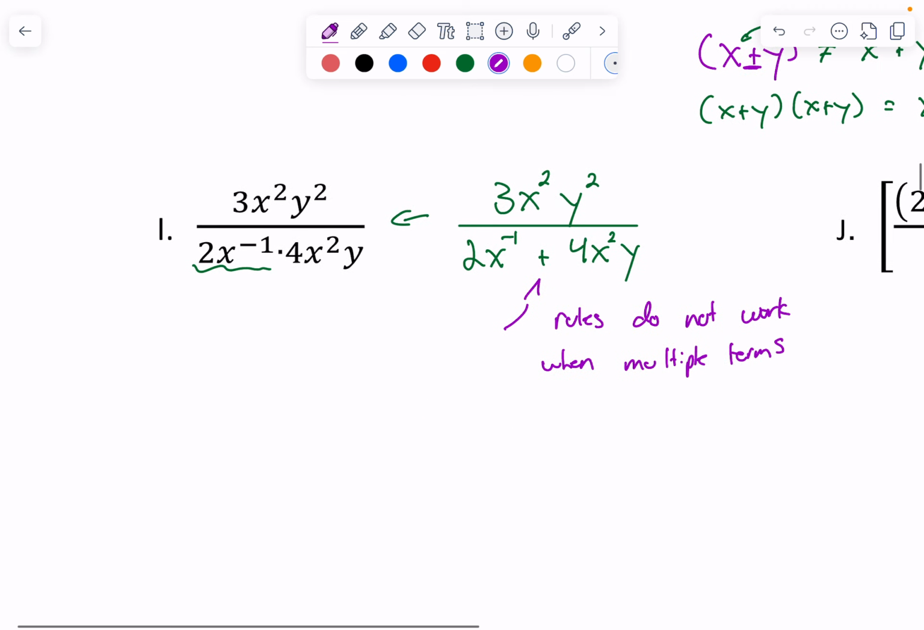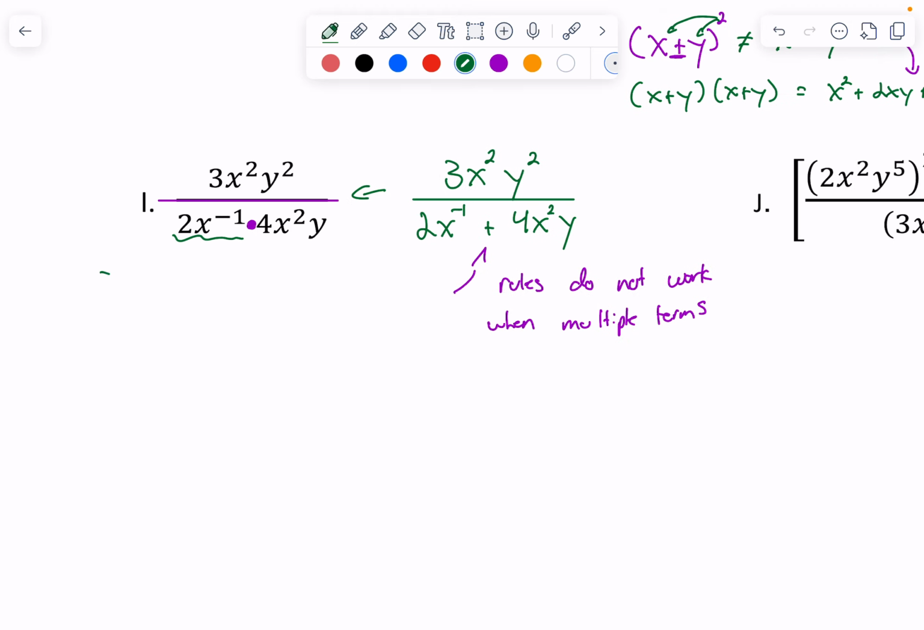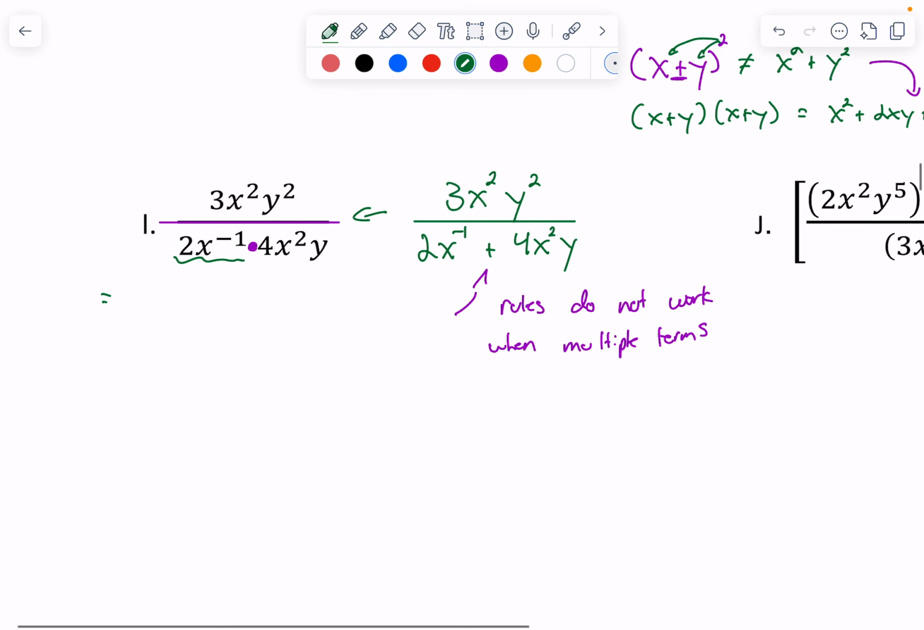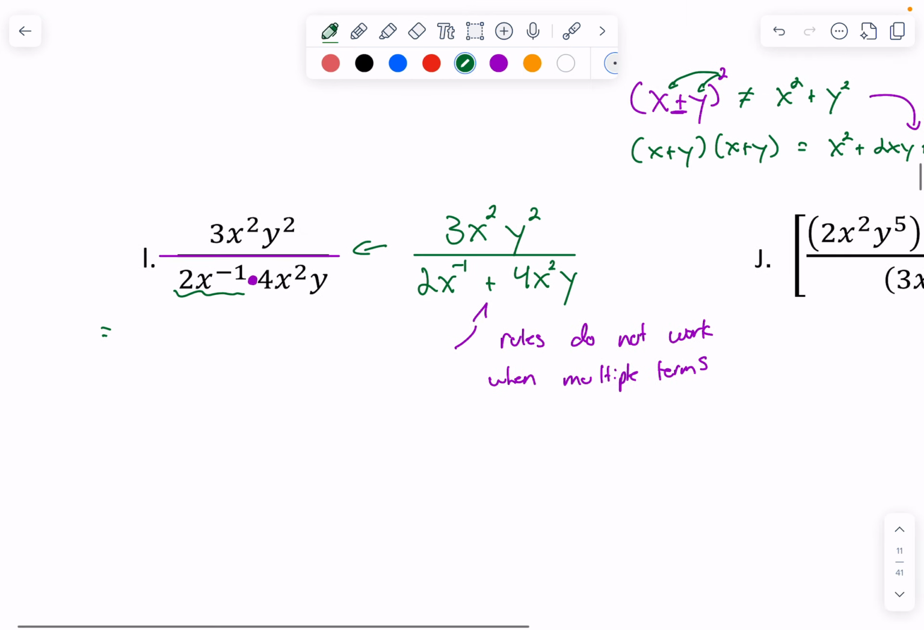Because this is multiplication and because you have this fraction line here, you can use these rules. So just always be on the lookout for that, okay? This mistake is so common. So please don't do it.